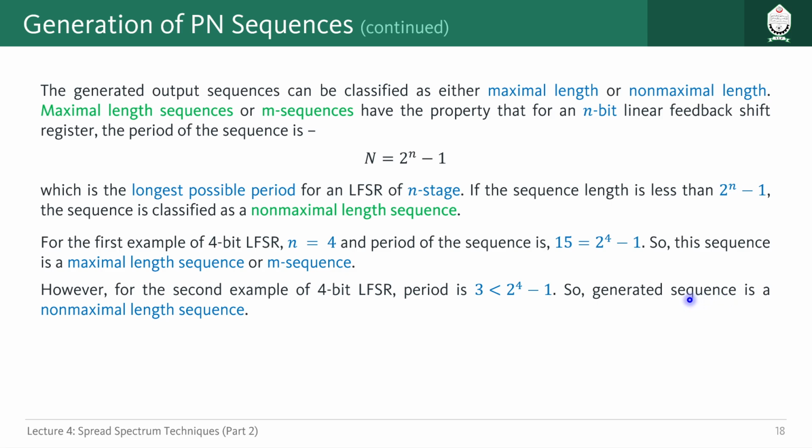Now why are maximal length sequences, or M sequences, important for our spread spectrum? This is because the longer the duration or period of our sequence, the better. It will be harder to detect and harder to predict, obviously, and also the autocorrelation property of M sequences is better than those which are non-maximal. Okay, that's why we always try to generate sequences that are maximal. M sequences should be generated for our spread spectrum.